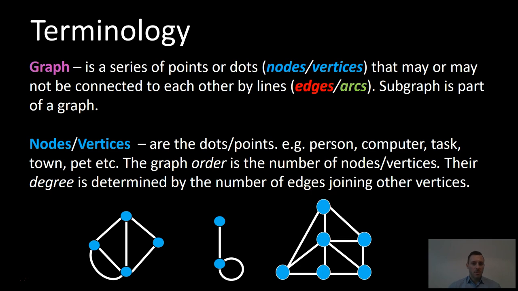In the first example, the network has 4 nodes or vertices and therefore has an order of 4. The degree of the top vertex is 2 because there are 2 edges joining to it. The second example in the middle has 2 nodes or vertices, therefore has an order of 2. The top vertex has a degree of 1. The third example has 6 nodes or vertices, therefore an order of 6. The top vertex has a degree of 3. From now on, I'll just refer to nodes or vertices as nodes.